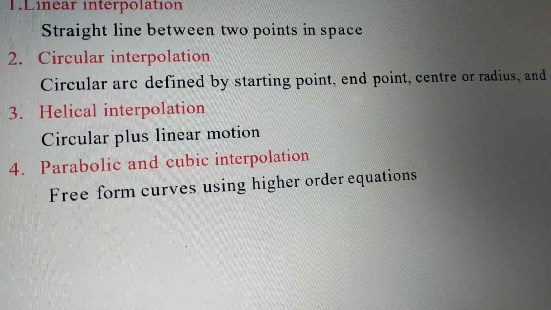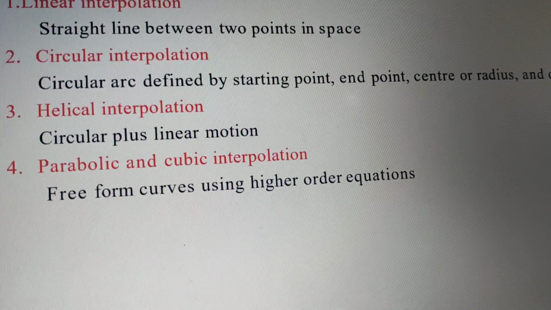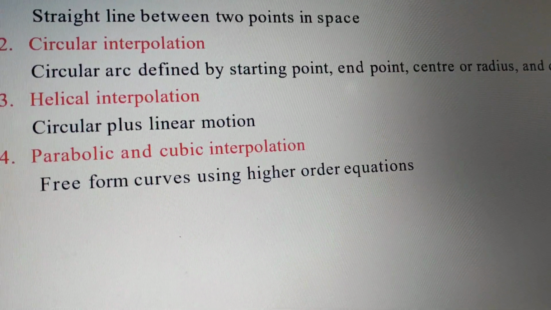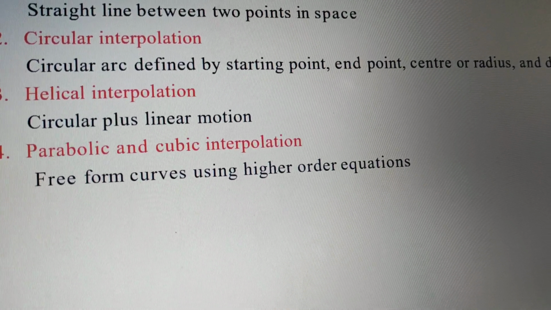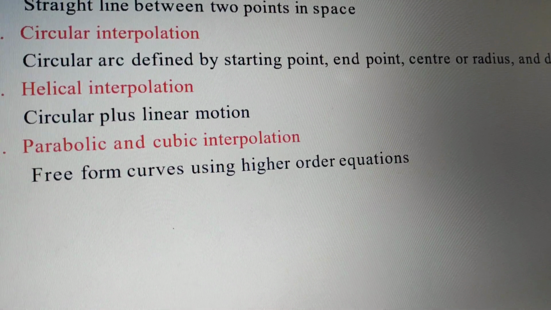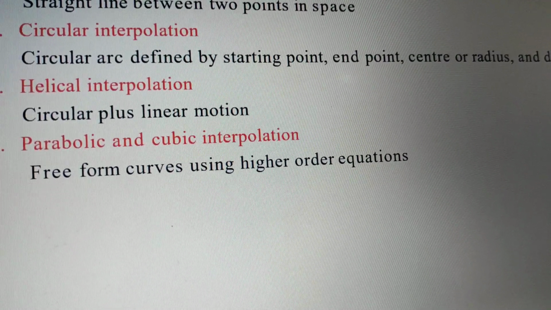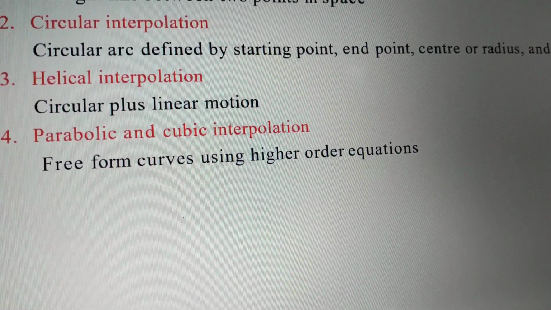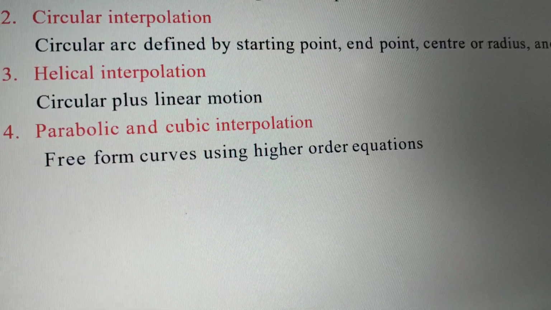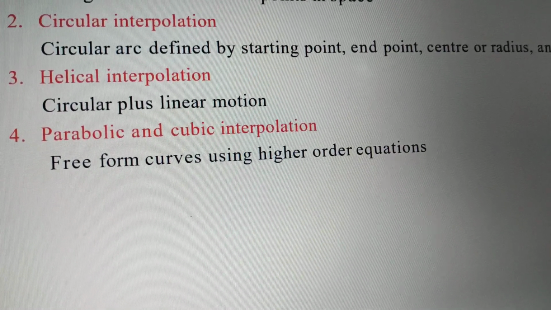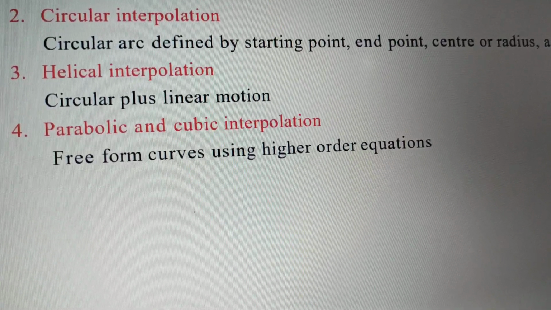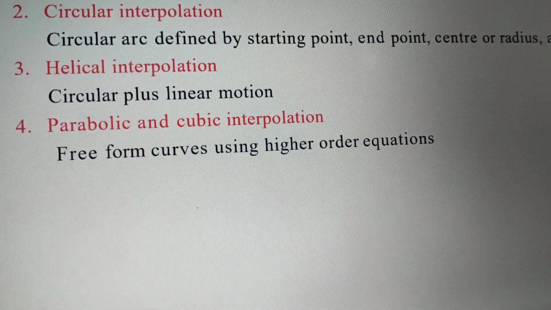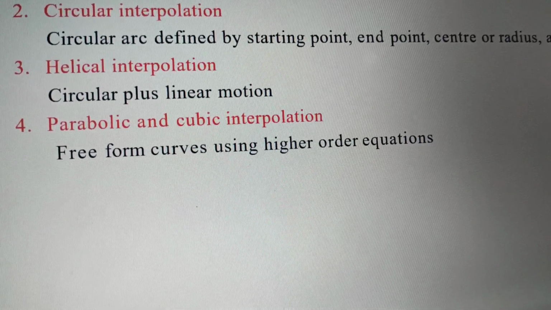Circular interpolation. This is used for generating an arc or part of an arc by specifying the start point of the arc, end point of the arc, and center point of the arc, or by specifying the radius of the arc. In circular interpolation, there are two methods, that are circular interpolation by interpolation parameters method and circular interpolation by radius programming method. These things we will see later.